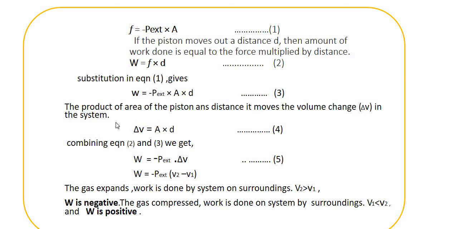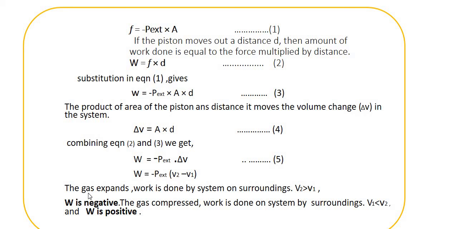Equation 3. The product of the area of the piston and the distance moved gives the volume change, delta V, in the system. Delta V is equal to A into d, that is area into distance. Equation 4. So we can combine equations 3 and 4. We get W is equal to minus P external delta V, equation 5. But we know that delta V is the difference between final and initial volume. So W is equal to minus P external into V2 minus V1.